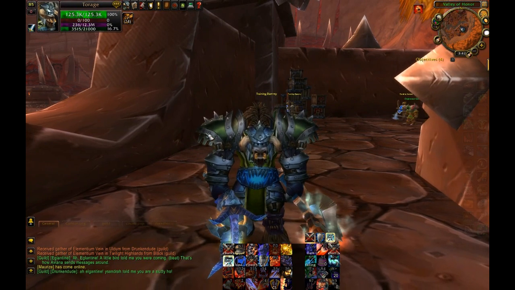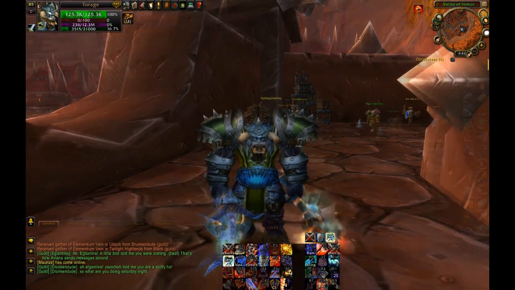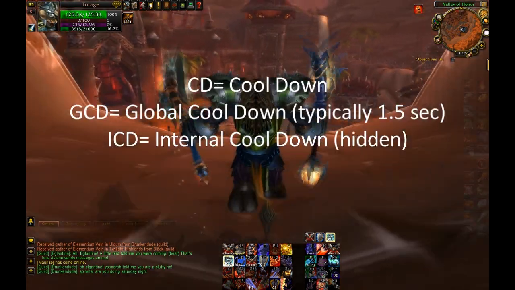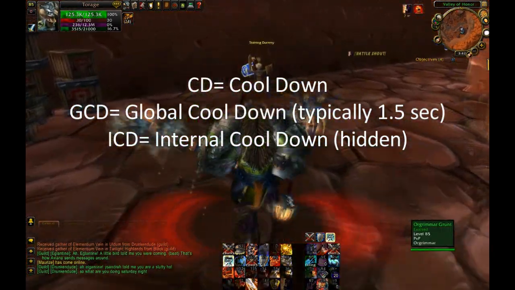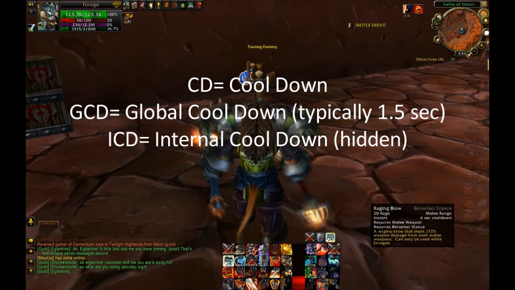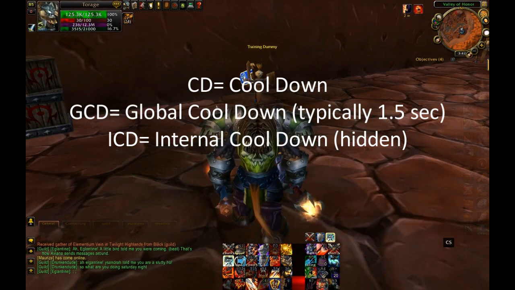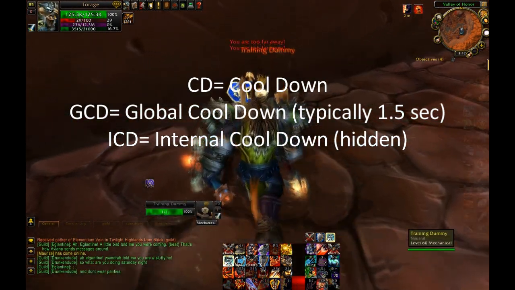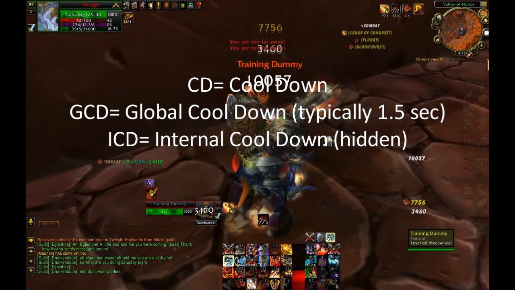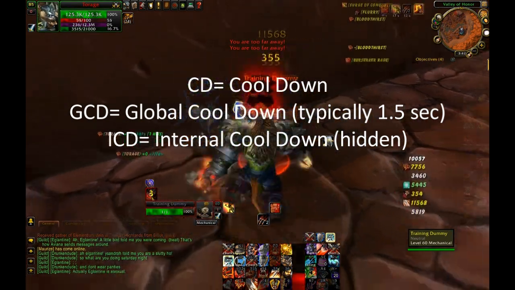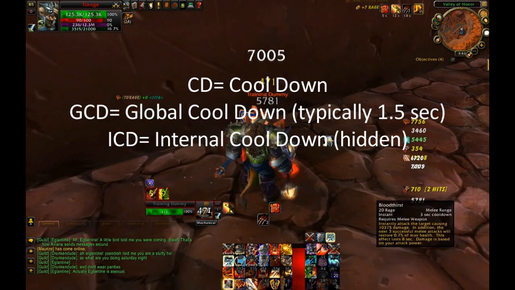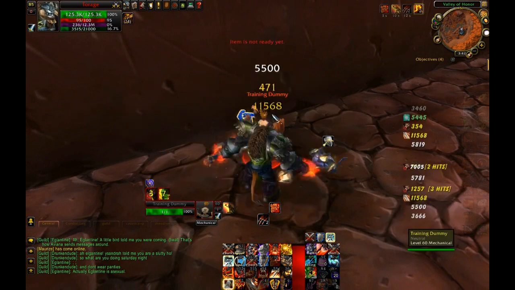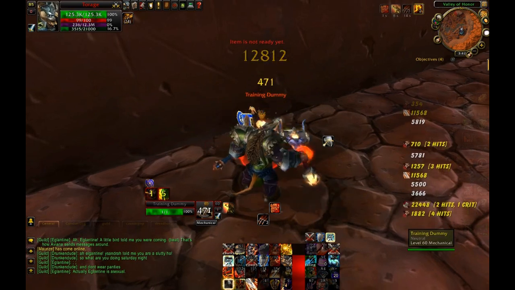Another thing I talk about a lot is GCD, ICD, and CD. GCD is global cooldown. When I use something like Battle Shout here, it triggers the global cooldown. It puts Battle Shout on cooldown, but it also puts everything else on the global cooldown. There are a few things that are not on the global cooldown, like Berserker Rage and Heroic Strike, that have their own cooldown but don't trigger everything else.